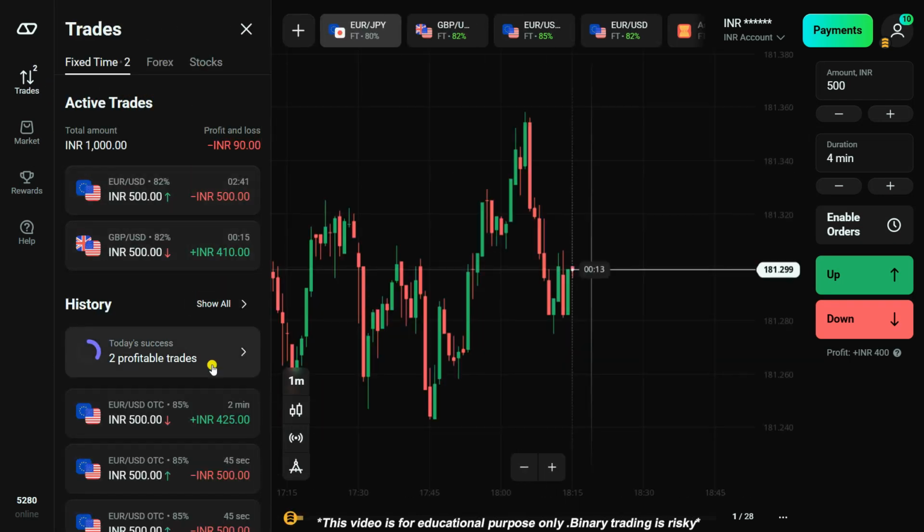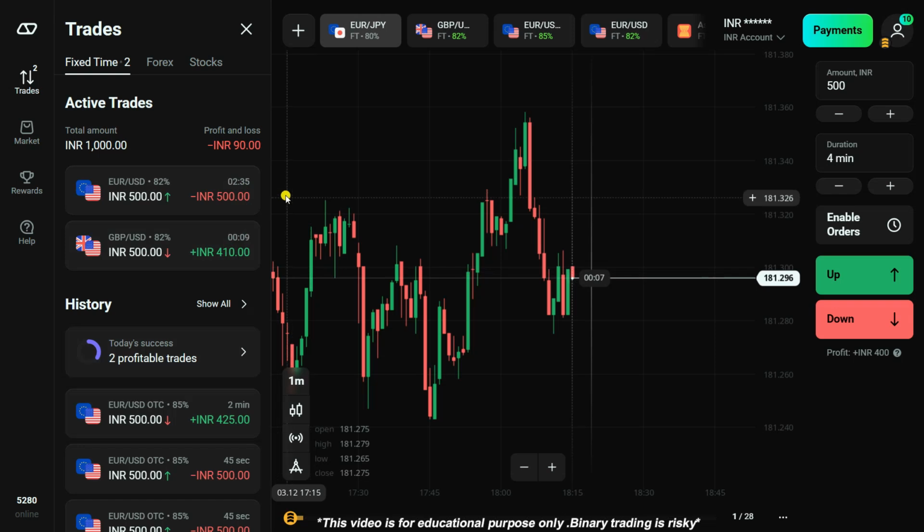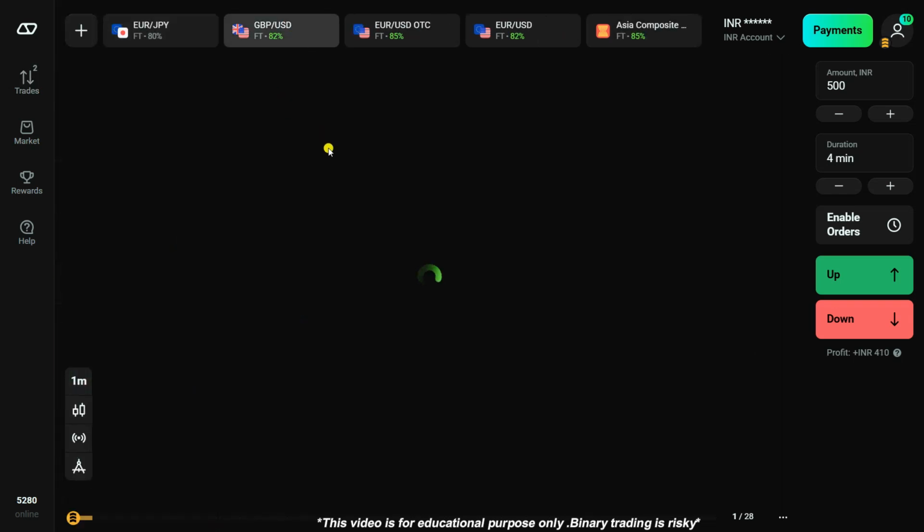So what are the conditions of these trades? This is our winning trade. Still this is running. So GBP USD is moving towards a winning trade.